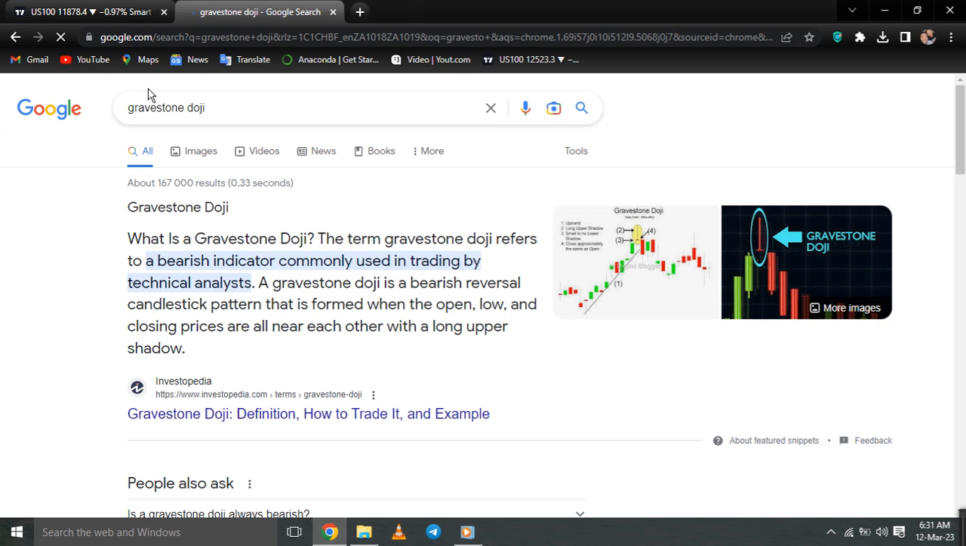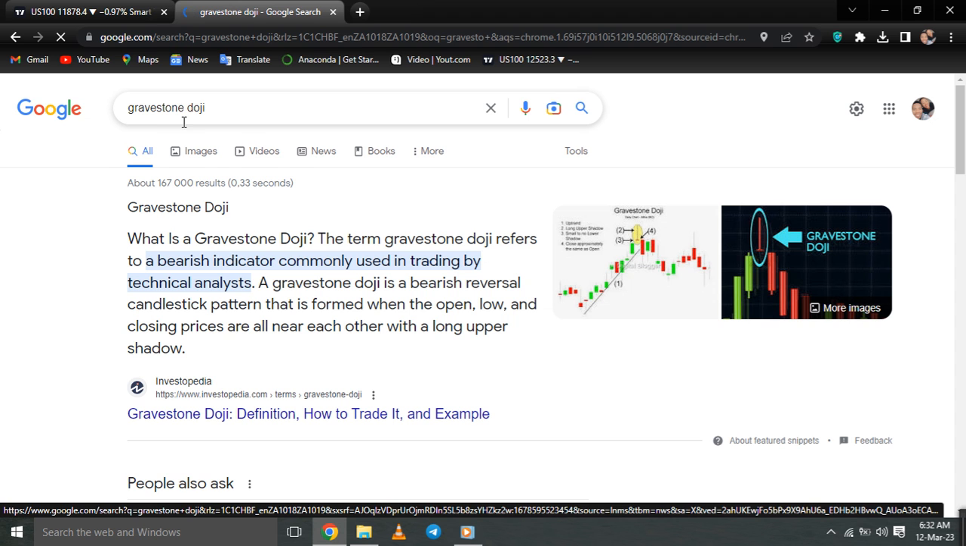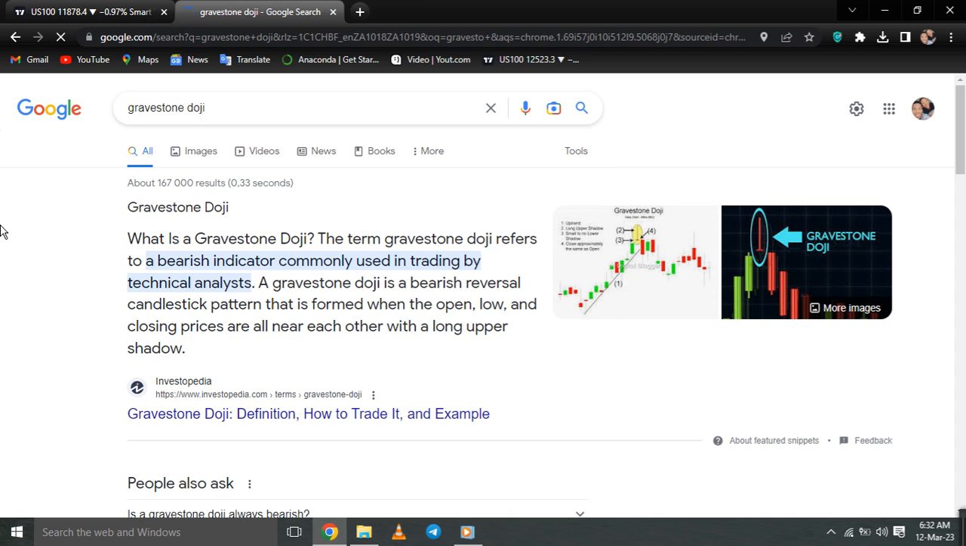Remember, I explained only like two things. I said we are looking for a gravestone. Here's a gravestone. It almost looks like what? A shooting star. It almost looks like what? An inverted hammer. Now we're going to look for a dragonfly. Here it is, a bearish indicator commonly used in trading by technical analysis. You know what I'm saying?